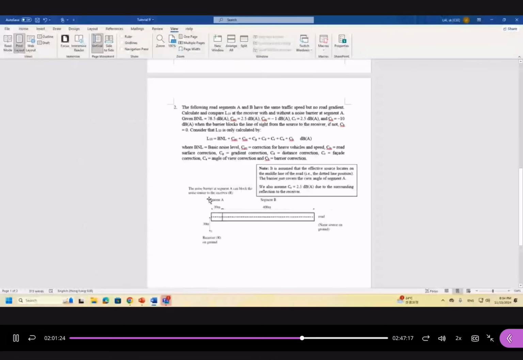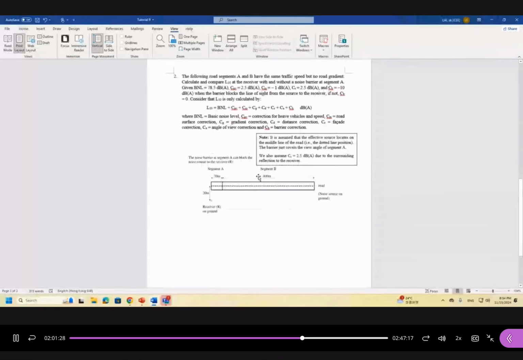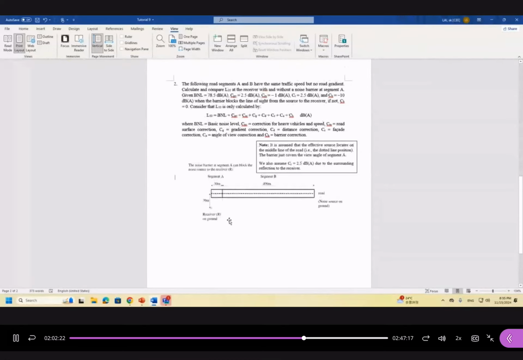For the second question, you need to analyze the segment like this. We want to install a barrier along segment A only, and then you have to calculate and compare L10 at the receiver with and without a noise barrier at segment A. What does it mean? It means that we want to build a barrier along segment A, and then you need to calculate the L10 level with and without a barrier. Please pay attention: although we consider installing the barrier along segment A, both segment A and segment B could make noise contributions to this receiver. Please try it first, and then I will explain the answers to you later on.